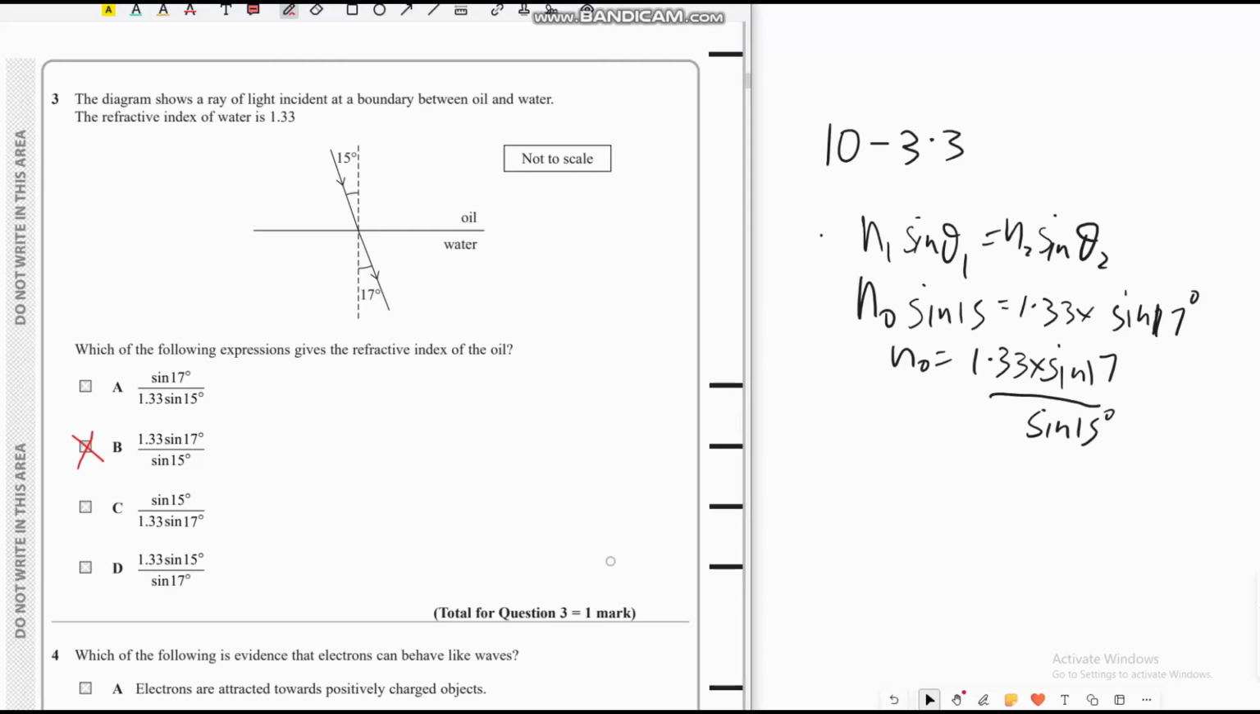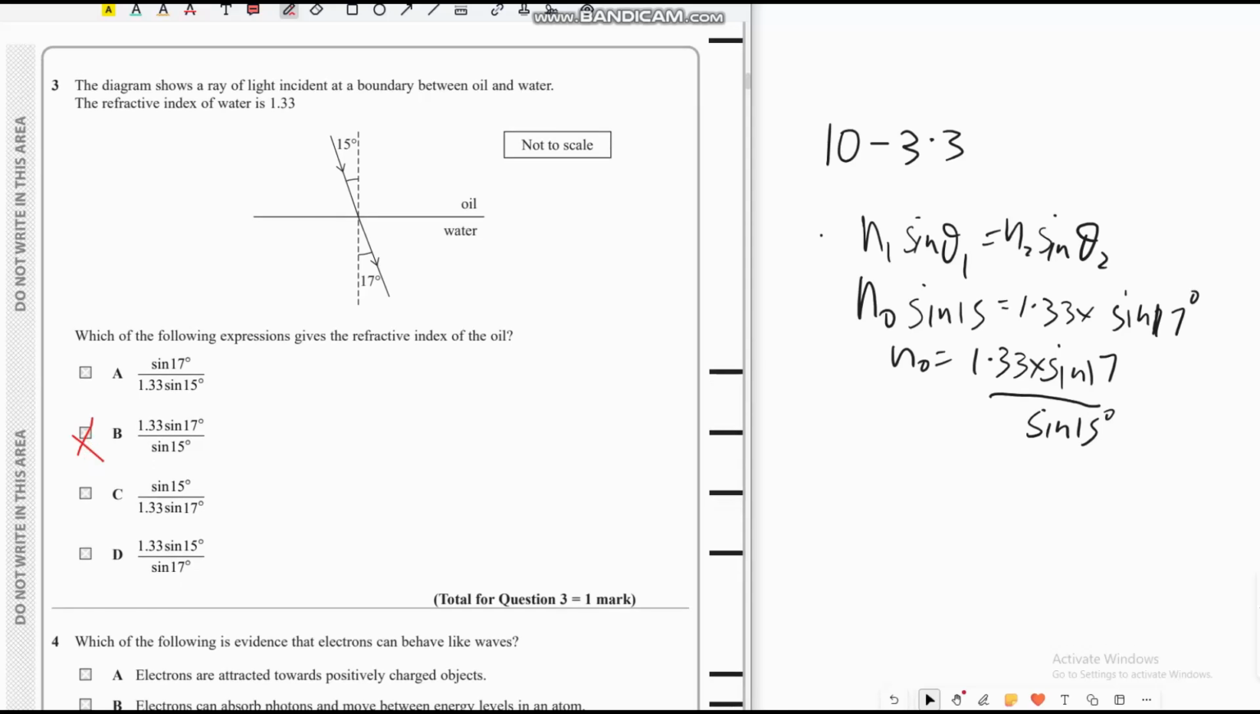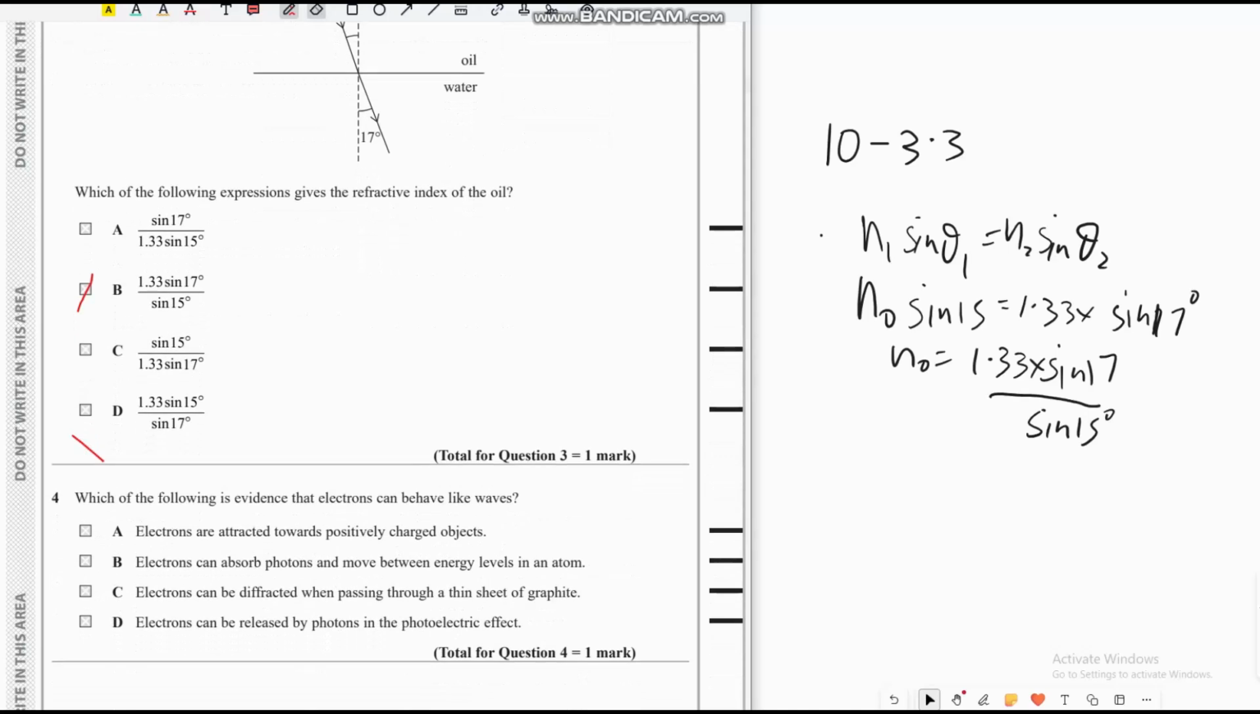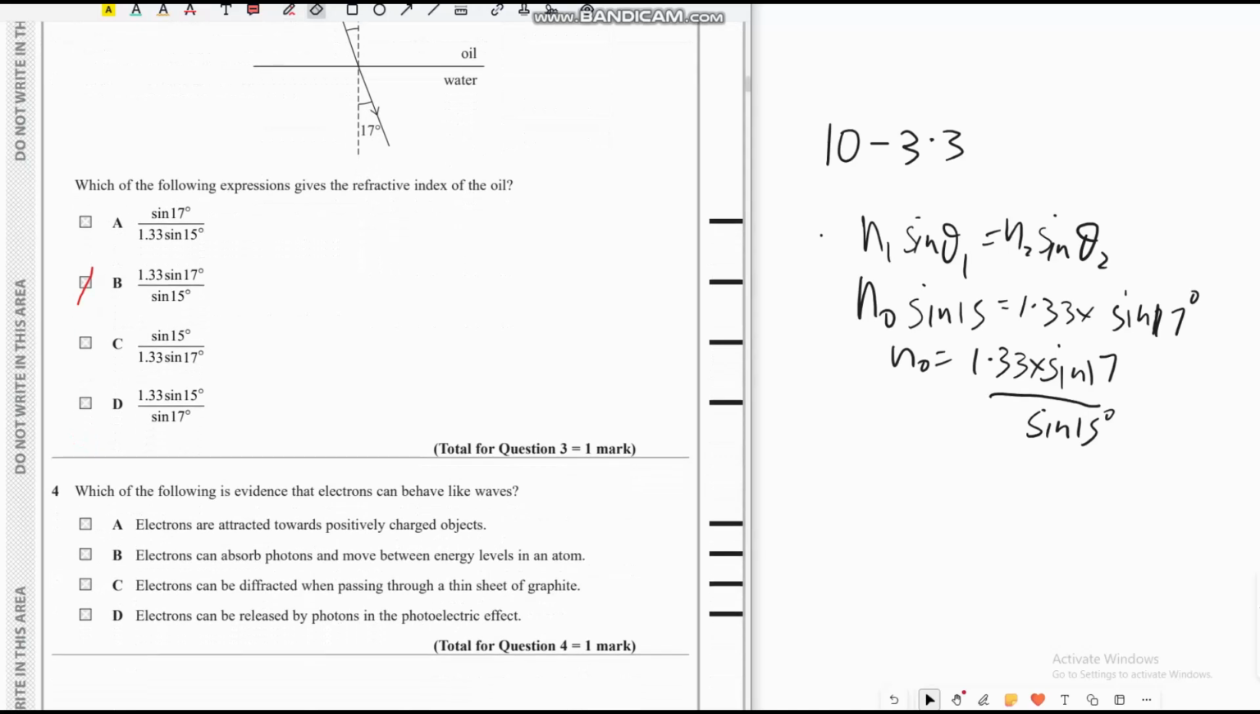We'll try to move to the next question. Which of the following is evidence that electrons can behave like waves? Electrons are attracted towards positively charged objects. Electrons can absorb photons and move between energy levels in an atom. Electrons can be diffracted when passing through a thin sheet of graphite. Electrons can be released by photons in the photoelectric effect.